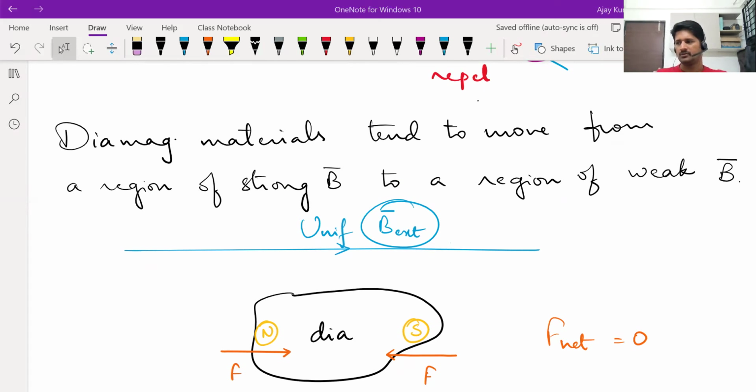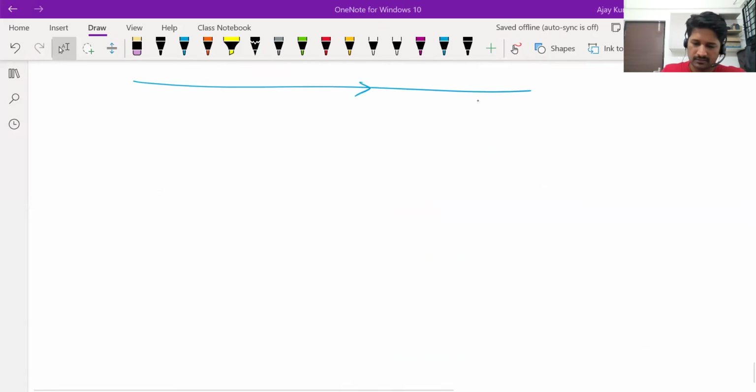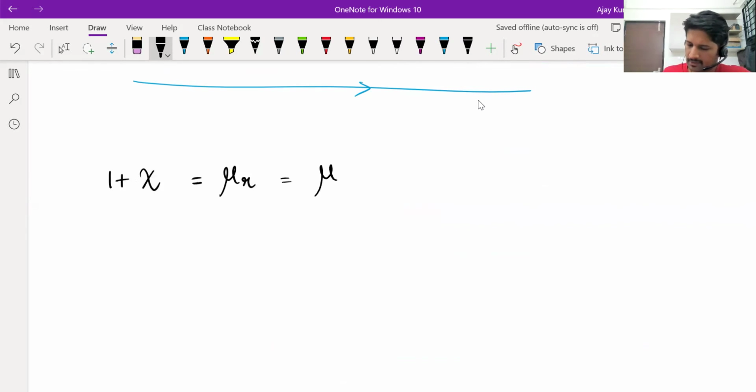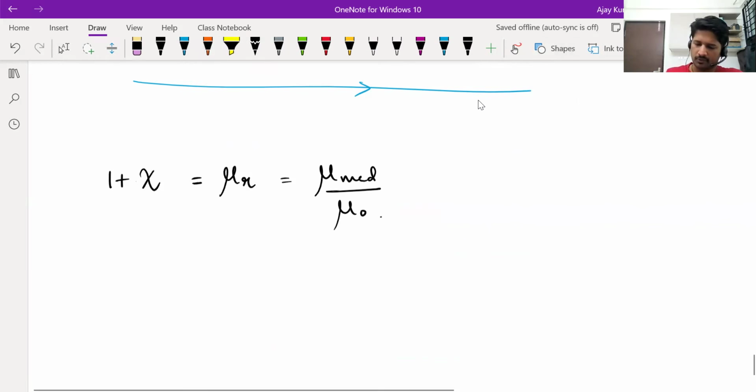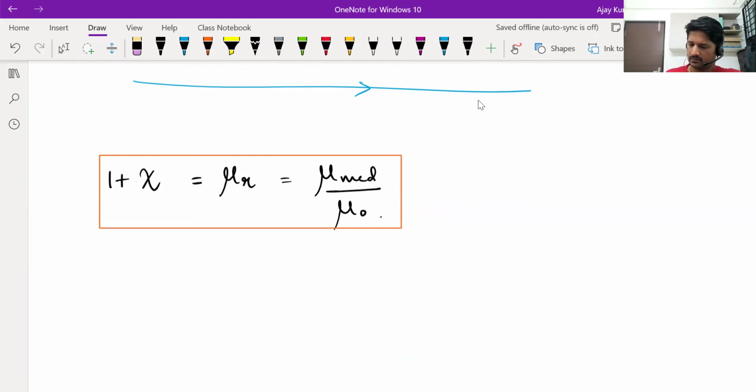Fine. So next class we'll discuss ferromagnetic materials, the property of ferromagnetism, and then we'll discuss some basic properties of bar magnets. Simple chapter only, but the relation between susceptibility and relative permeability, that's the most important thing. 1 plus chi becomes mu r, the relative permeability. That is the permeability of the medium divided by that of vacuum. I would say this is the most important takeaway from this chapter. This will be used in other chapters.